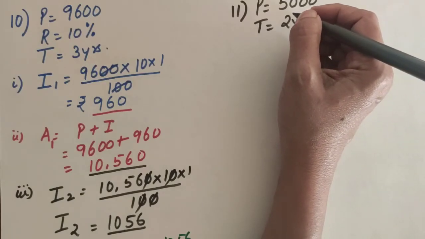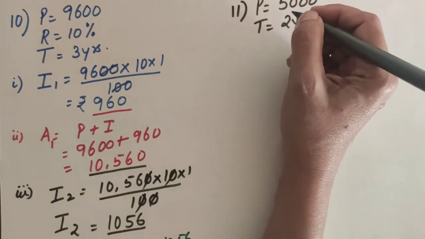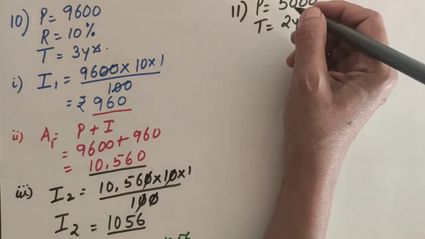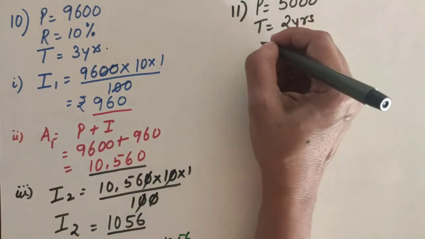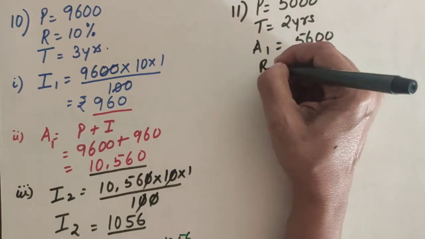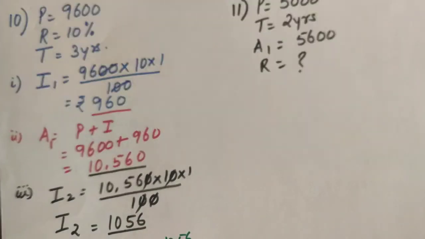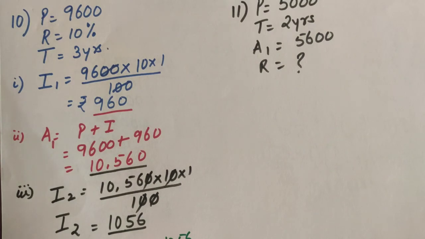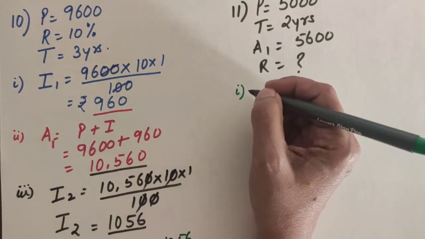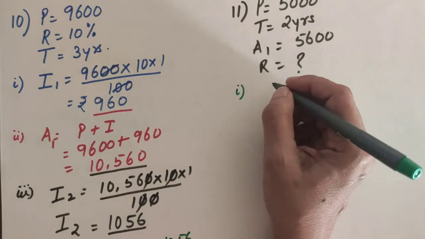And find the rate, at a rate compounded annually. At the end of 1 year, this sum amounts to 5,600. So the amount at the end of 1 year is 5,600. We have to find the rate. This is what is given. We have to calculate the rate of interest and the amount at the end of the second year. We have to find two things. So first I find the rate. For the rate, we have to know the interest first.